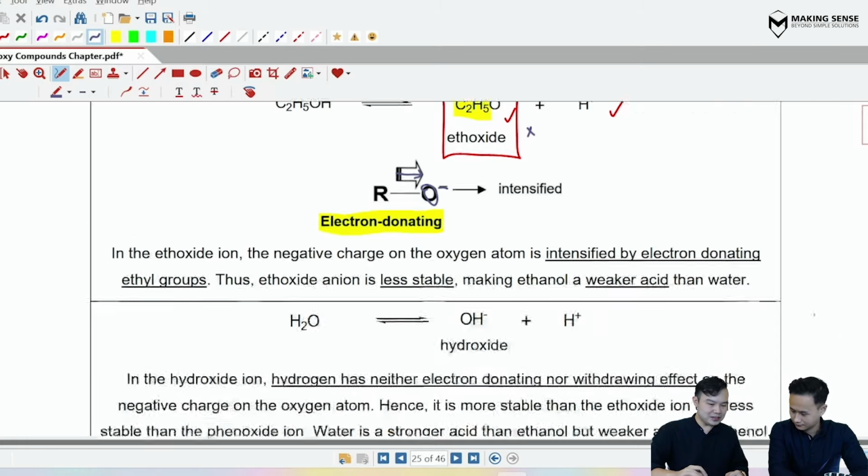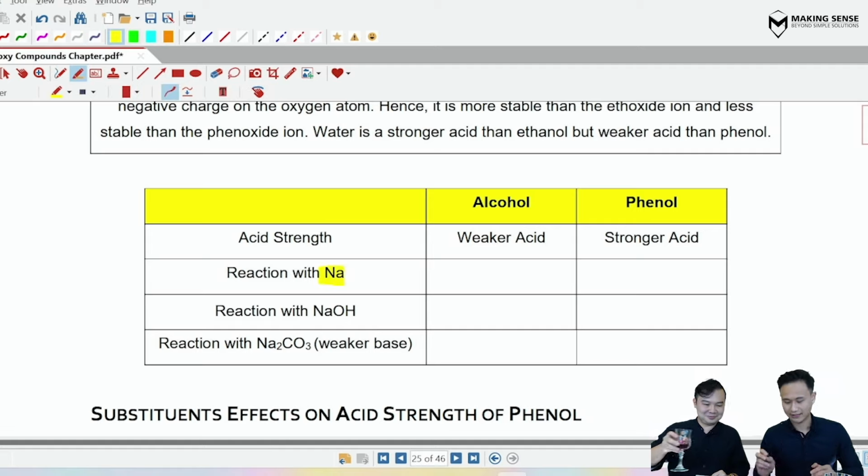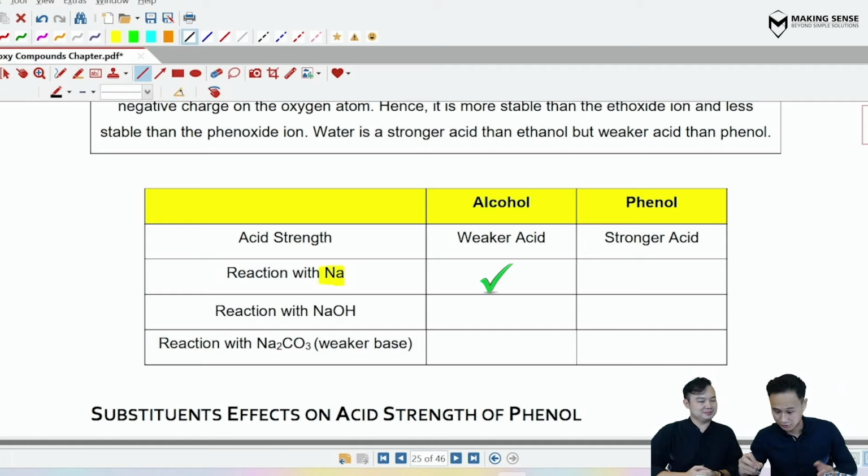Okay, Mr. Tim, can you summarize this in the table for me? Yeah, sure. So again, we know that phenols are stronger acids than alcohols. So what we have here is reaction with sodium. Now just remember, both of them have that hydroxyl functional group. So they would react with sodium for sure via an acid-metal reaction.